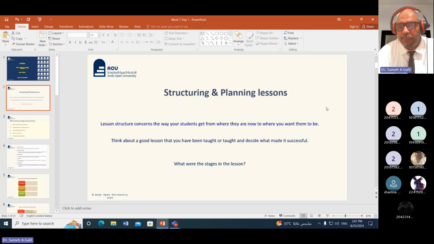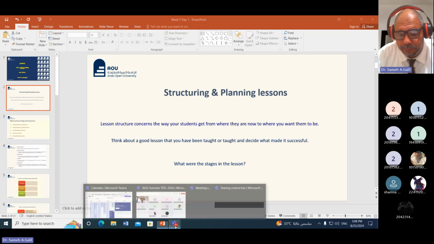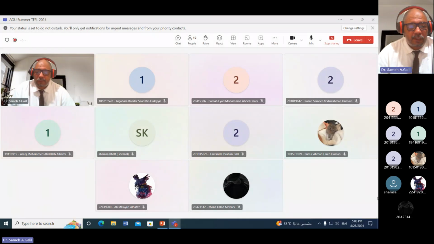So structuring and planning lessons, this is what we are here for tonight. Whatever that means when I say structuring a lesson, and whatever that means when I say planning a lesson, let's talk about that. Let's engage and talk about structuring lessons. And why would we structure lessons? Why do we have to have plans for lessons? Why? Let's talk about it.